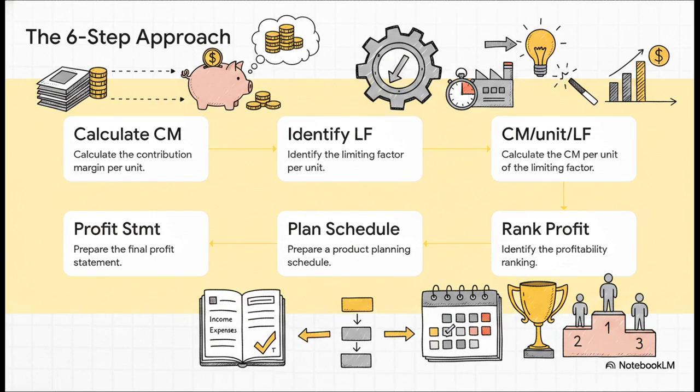Identify how much of the limiting factor, the LF, each unit uses. Step 3 is the magic move. You calculate the contribution margin per unit of the limiting factor. This essentially tells you your bang for your buck. Then, in steps 4, 5, and 6, you rank the products based on that brand new metric, allocate your scarce resources right down the ranking list, and finally, prepare your profit statement.